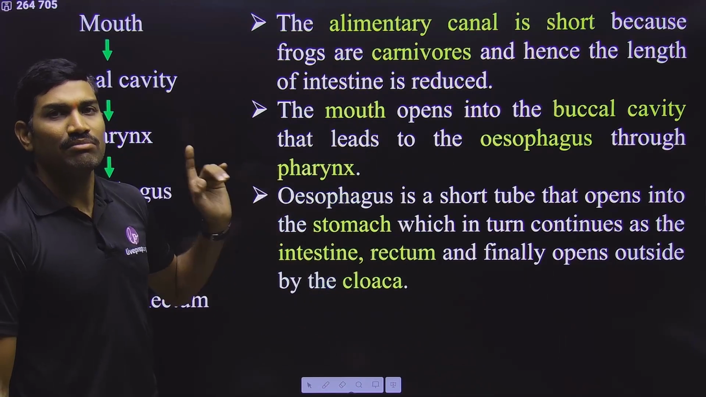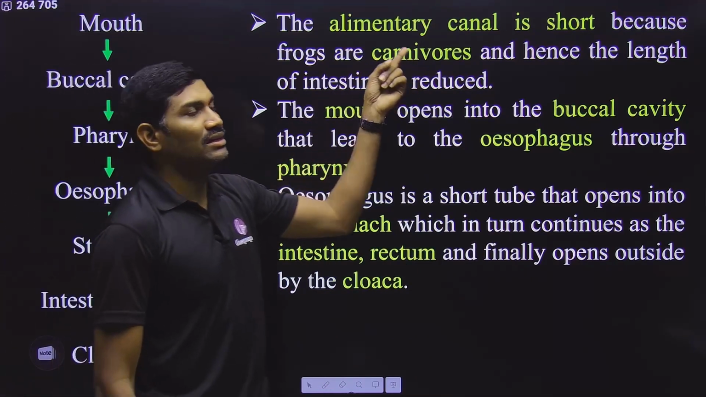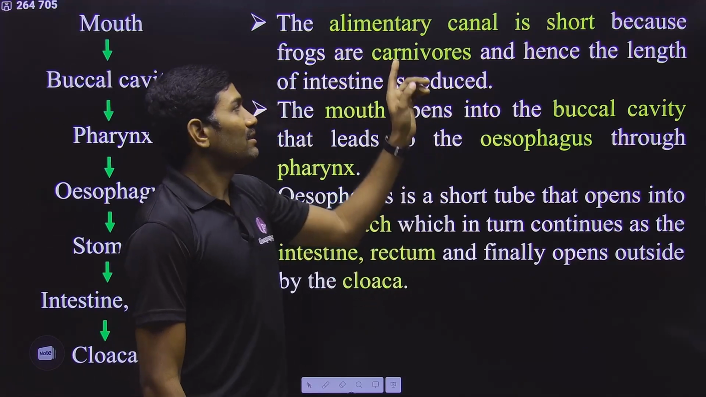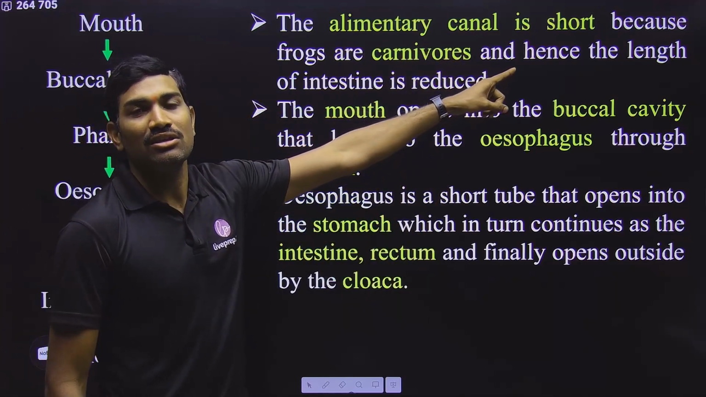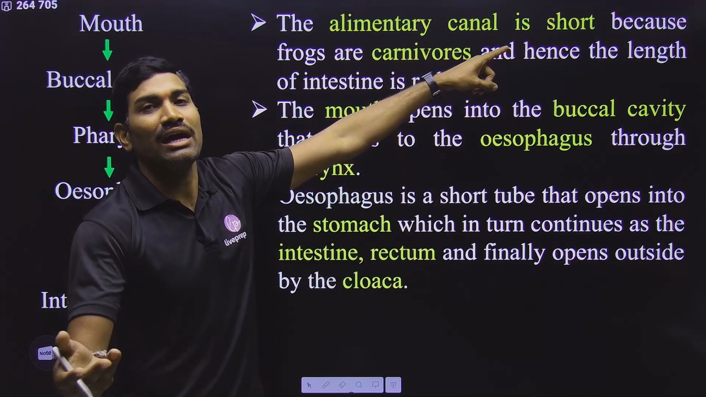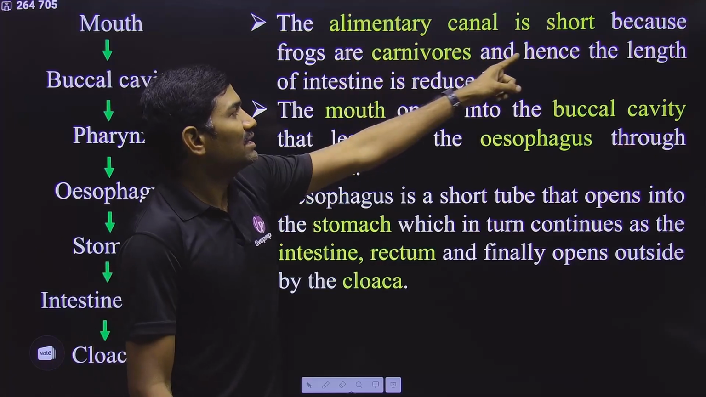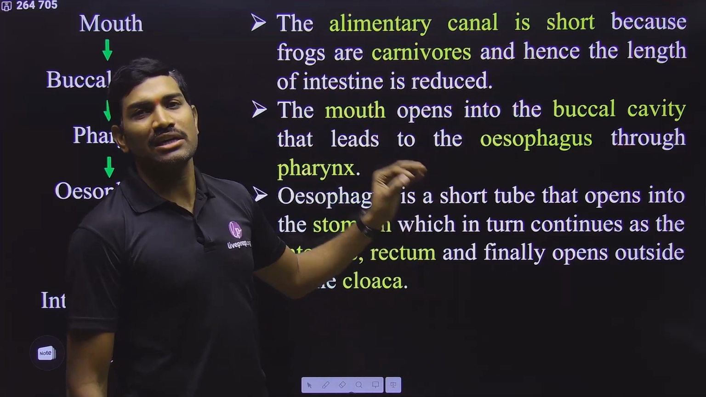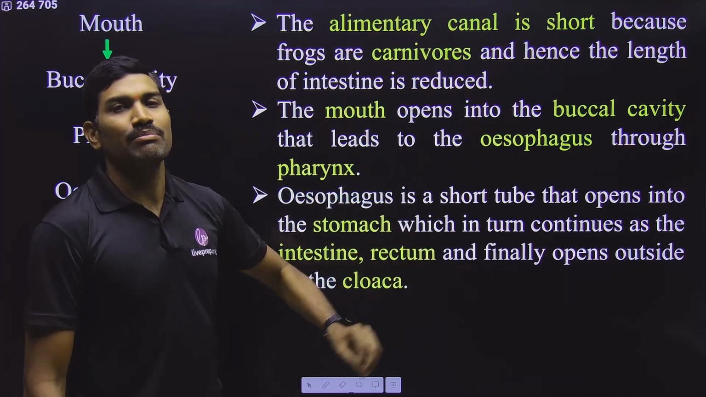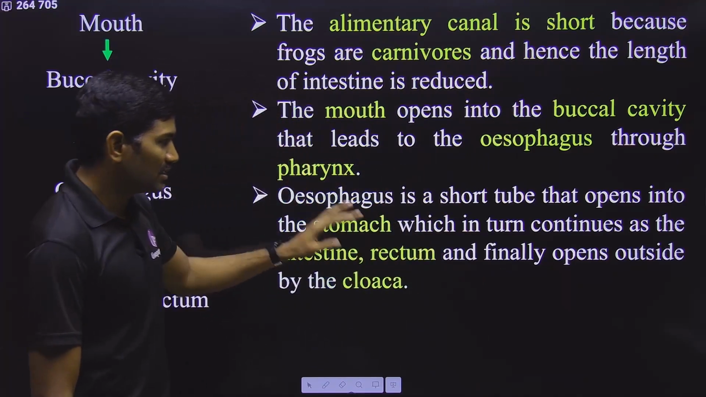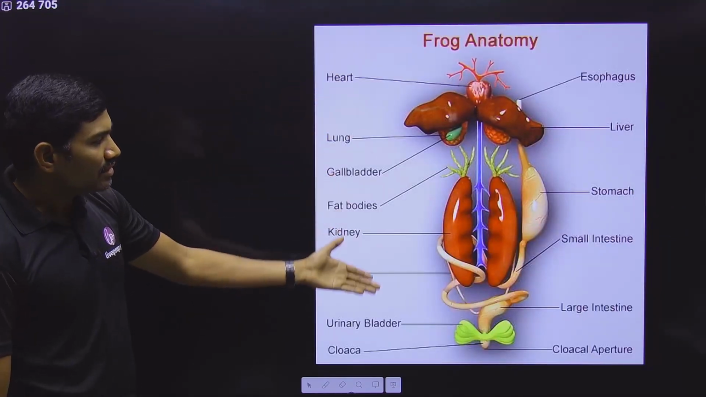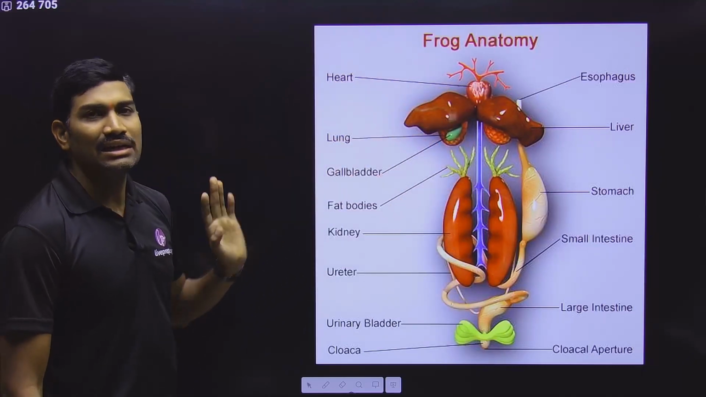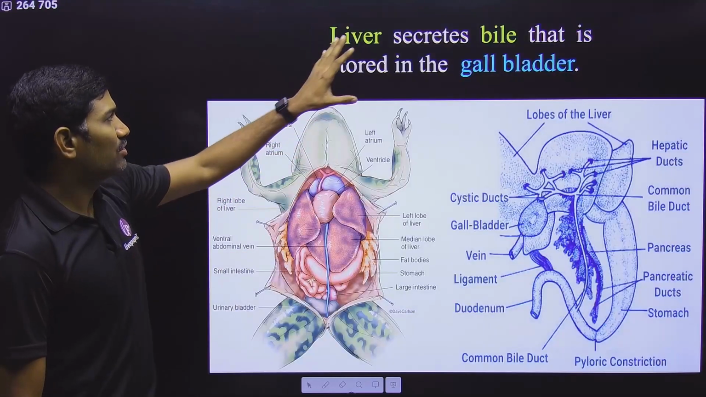Same points they have given, but here they have given another important point. Since the frog is a carnivore, the length of the alimentary canal is not as long as in humans. So that's why here it is very short. Please observe this. In the case of carnivores, the alimentary canal is shorter when compared with herbivores. So please understand this. Next one. This is the frog anatomy. These are the different systems that they have given in a single diagram. Clear? And now we are going with the next one.